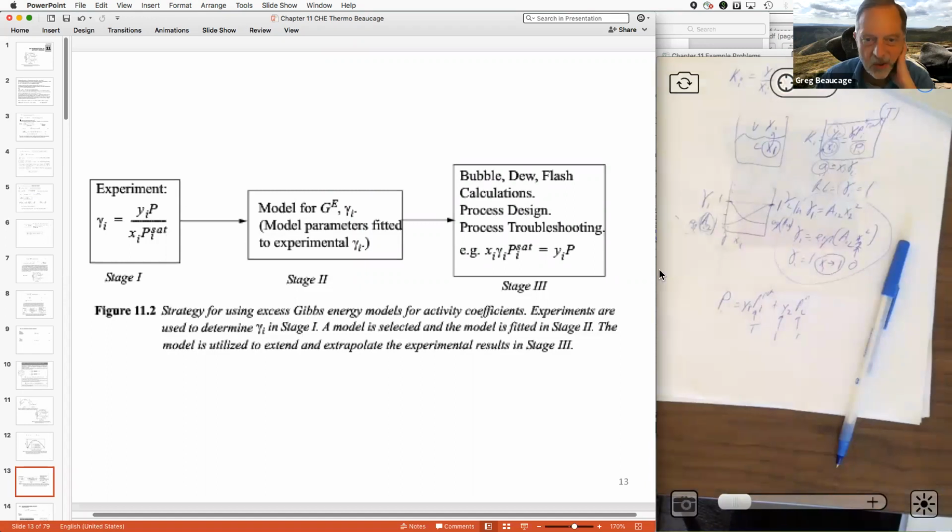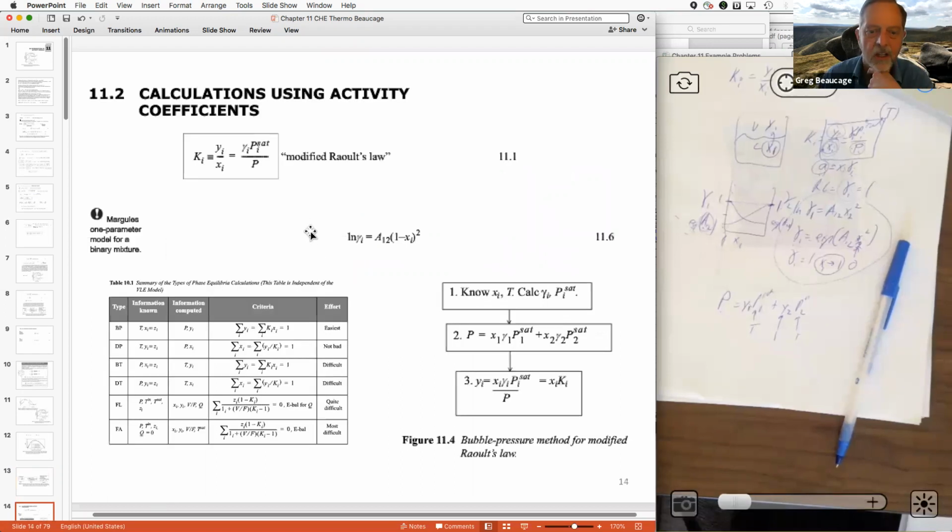So this is a general thing. You're going to get gamma, you're going to use gamma to get the excess Gibbs, and you're going to use excess Gibbs to calculate the number that you want for the equilibrium problem that you have. So this is pretty well worked out. It's just a matter of using these routines.